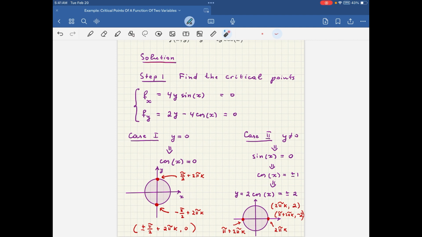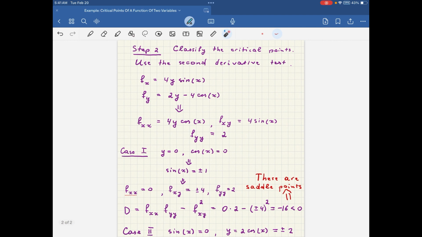We found all critical points of this function, and next we go to the second step, which is to classify the critical points. This simply means for each critical point we need to determine whether that point is a local maximum, local minimum, or a saddle point. And for this we use the second derivative test. Again, it's sort of similar to how we do this for functions of one variable, except that the second derivative test is more complicated in this case.